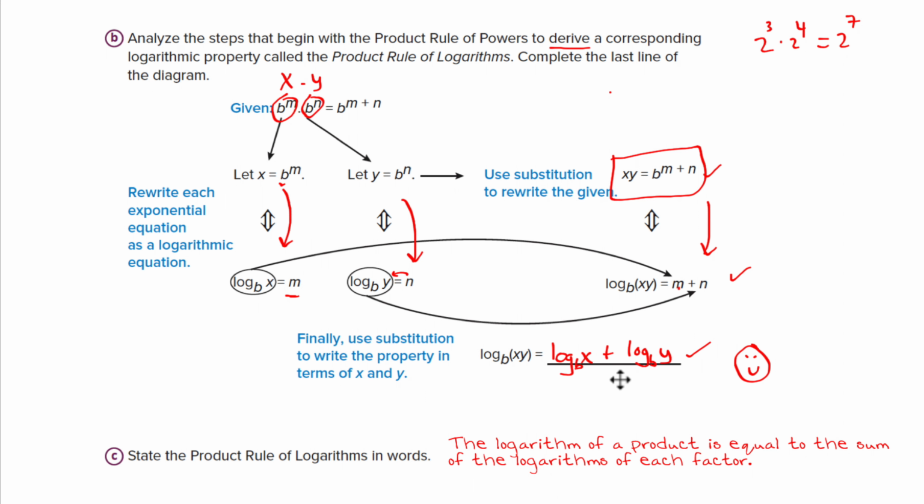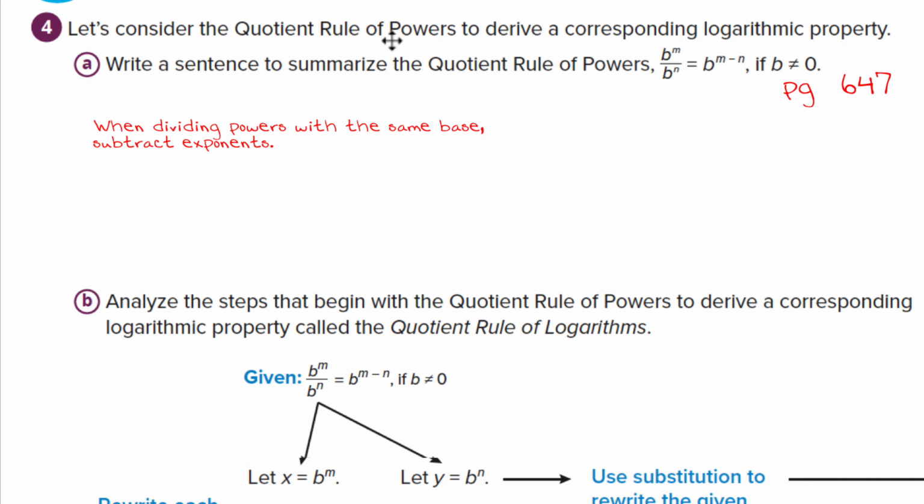Oh my goodness, let's do another one. We're now looking at the quotient rule of powers. Let's use a real example here. If we have 2 to the 12th and we're dividing it by 2 to the 5th, really, what do we do?